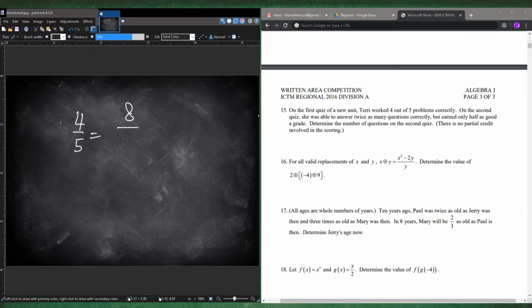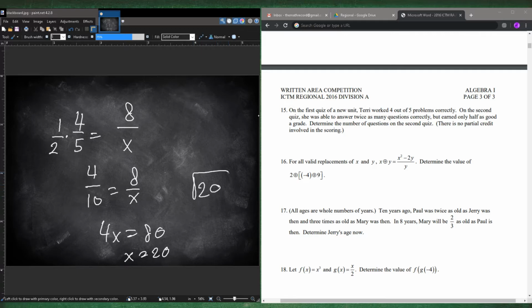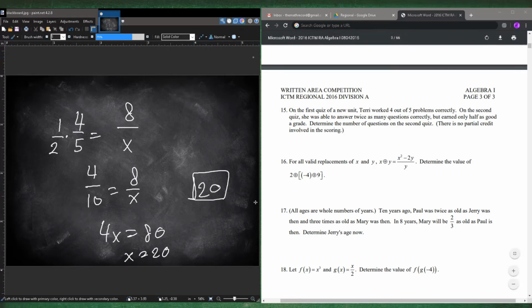So then 1/2 of this is equal to 8 over the total amount of questions, right? So then that is 4 over 10 is equal to 8 over x. So cross multiply: 4 times x is 4x, 8 times 10 is 80. So x is equal to 20. So there's 20 questions. So the answer for 15 is 20.